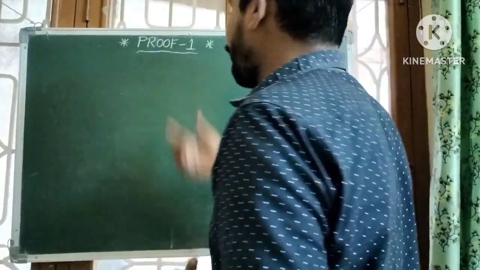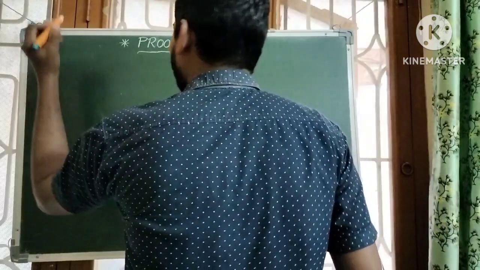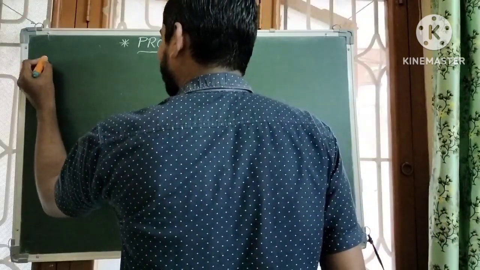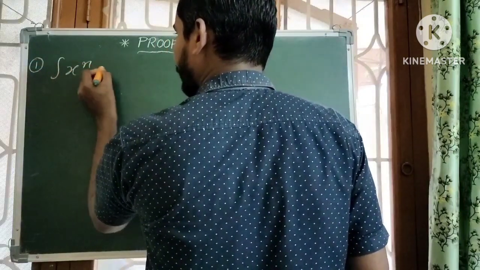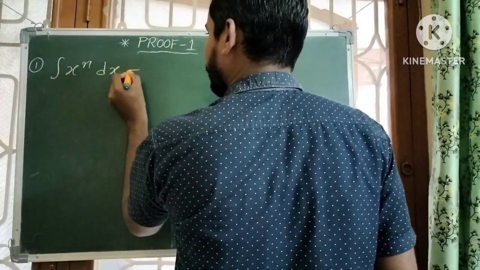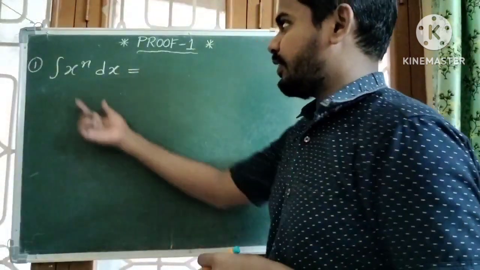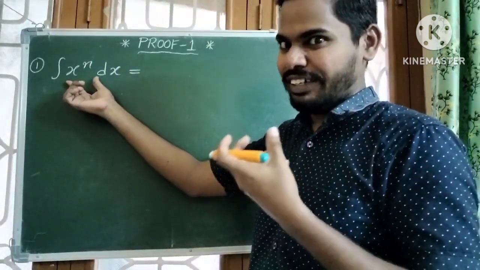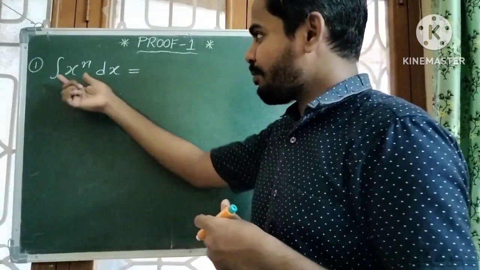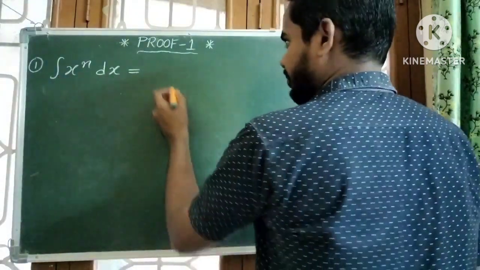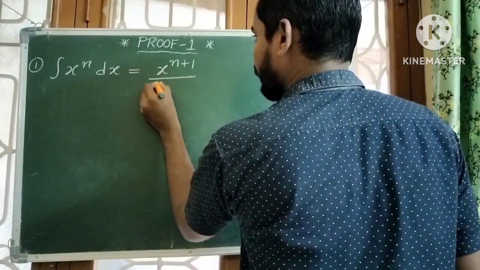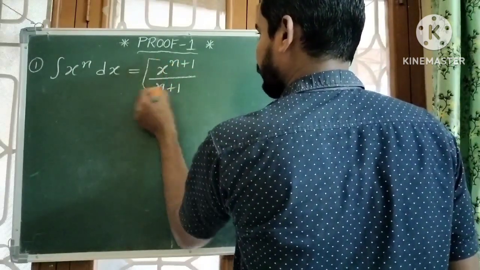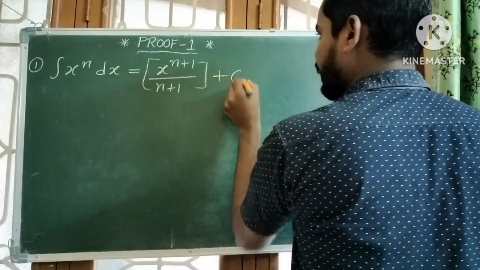So here is my proof 1. I'm going to start with integration. Proof number 1: integral x power n dx is equal to what? Integration, this is the first fundamental basic formula in integration. Integral x power n into dx is equal to x power n plus 1 by n plus 1 plus c.